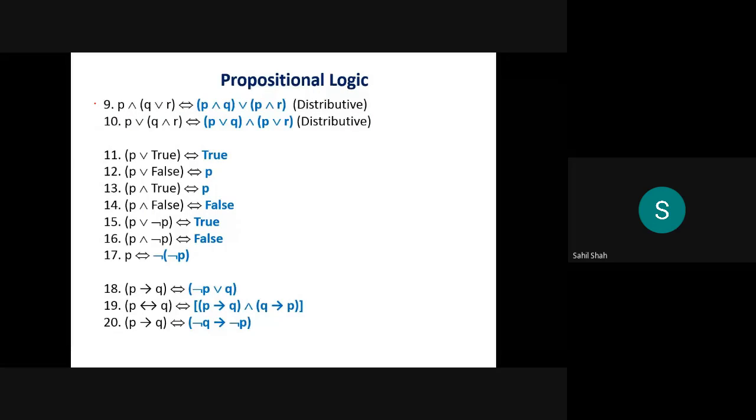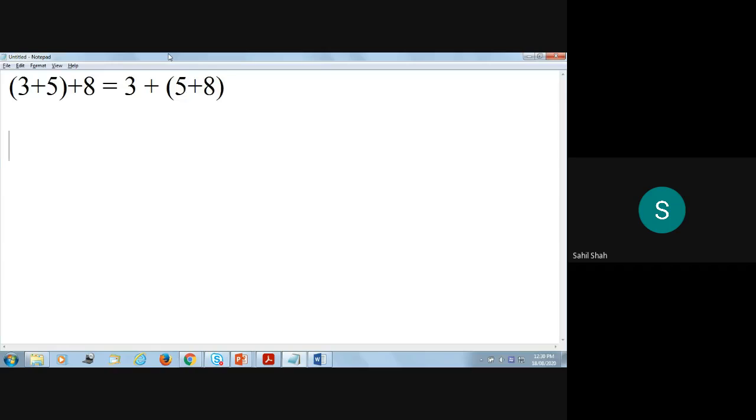Moving further, the ninth law, the law of distribution, the distributive law. Here the connectors are different. There are three propositional variables P, Q, R, represented using the propositional statement P conjunction (Q disjunction R). It is logically equivalent with (P conjunction Q) disjunction (P conjunction R). Repeating: P conjunction (Q disjunction R) is equivalent with (P conjunction Q) disjunction (P conjunction R). It is the same as saying P multiplied by (5 plus 2) is equivalent with P multiplied by 5 plus P multiplied by 2.